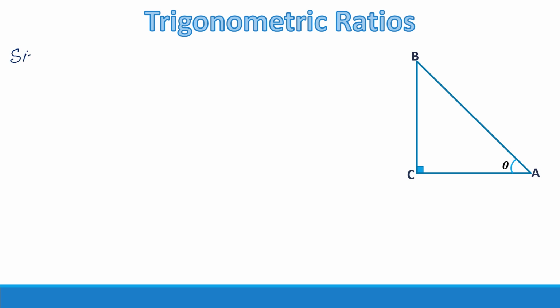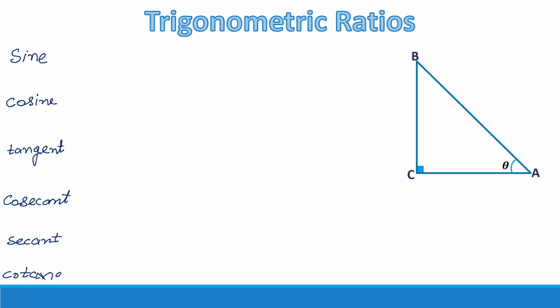The first one is sine. Next one is cosine. Third one is tangent. And then there are 3 more trigonometric ratios which are reciprocals of these 3. The reciprocal of sine is cosecant. Reciprocal of cosine is secant, and reciprocal of tangent is cotangent. So these are the 6 trigonometric ratios.